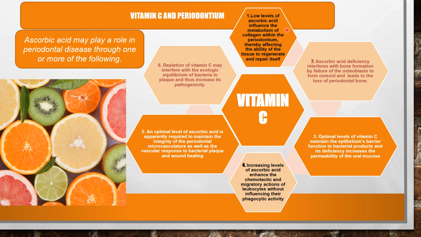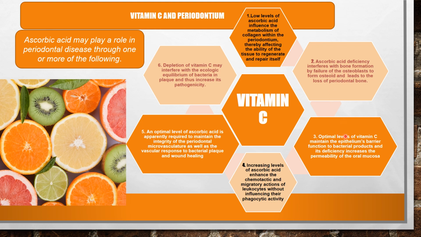The first one: low levels of ascorbic acid influence the metabolism of collagen within the periodontium, thereby affecting the ability of the tissues to regenerate and repair. So if there are low levels, it can affect the ability of the tissues to regenerate and repair themselves. The second one is that its deficiency interferes with bone formation, by failure of the osteoblasts to form osteoid. So decreased activity of osteoblasts leads to loss of more bone. So that is the second one.